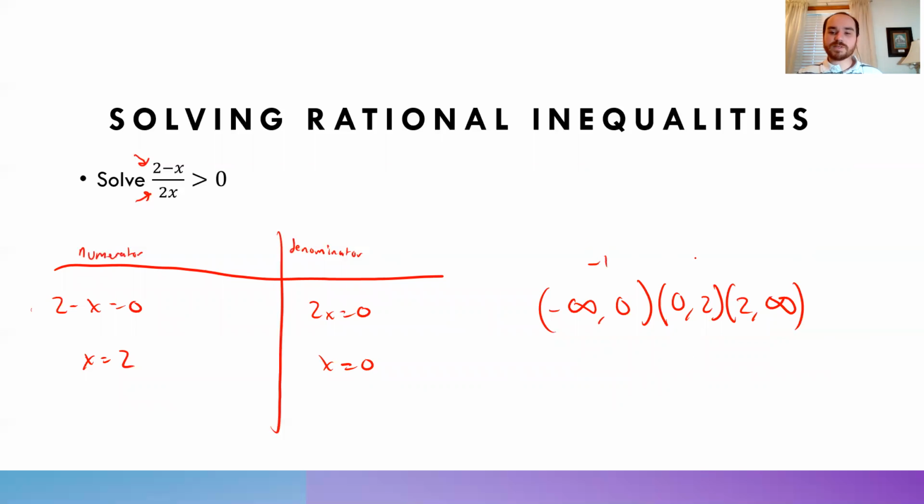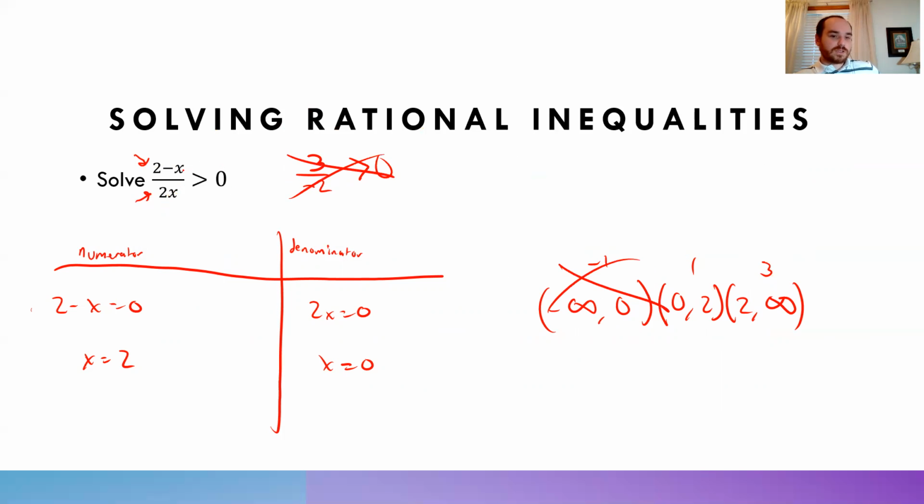I'm going to pick test values. I'll do the same ones, -1, 1, and 3. 1 is in between these two. -1 is less than 0, but greater than negative infinity. 3 is greater than 2, but less than infinity. Easy enough. Plug each of these into the original equation. So 2 minus -1, that's 3. 2 times -1 is -2. This is -3/2 greater than 0. That's not true. This one does not work.